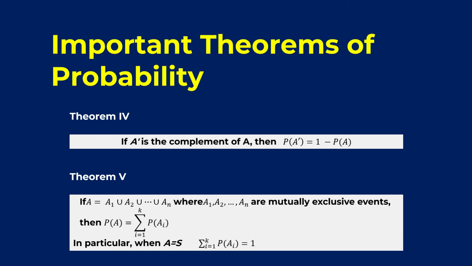Theorem 5 states that if A can be written as a union of n mutually exclusive events, then the probability of A is equal to the sum of the probabilities of each of these mutually exclusive events. And in a particular case, when A equals the sample space, the sum of the probabilities, or P of A, is equal to 1, as we also saw in axioms 2 and 3.